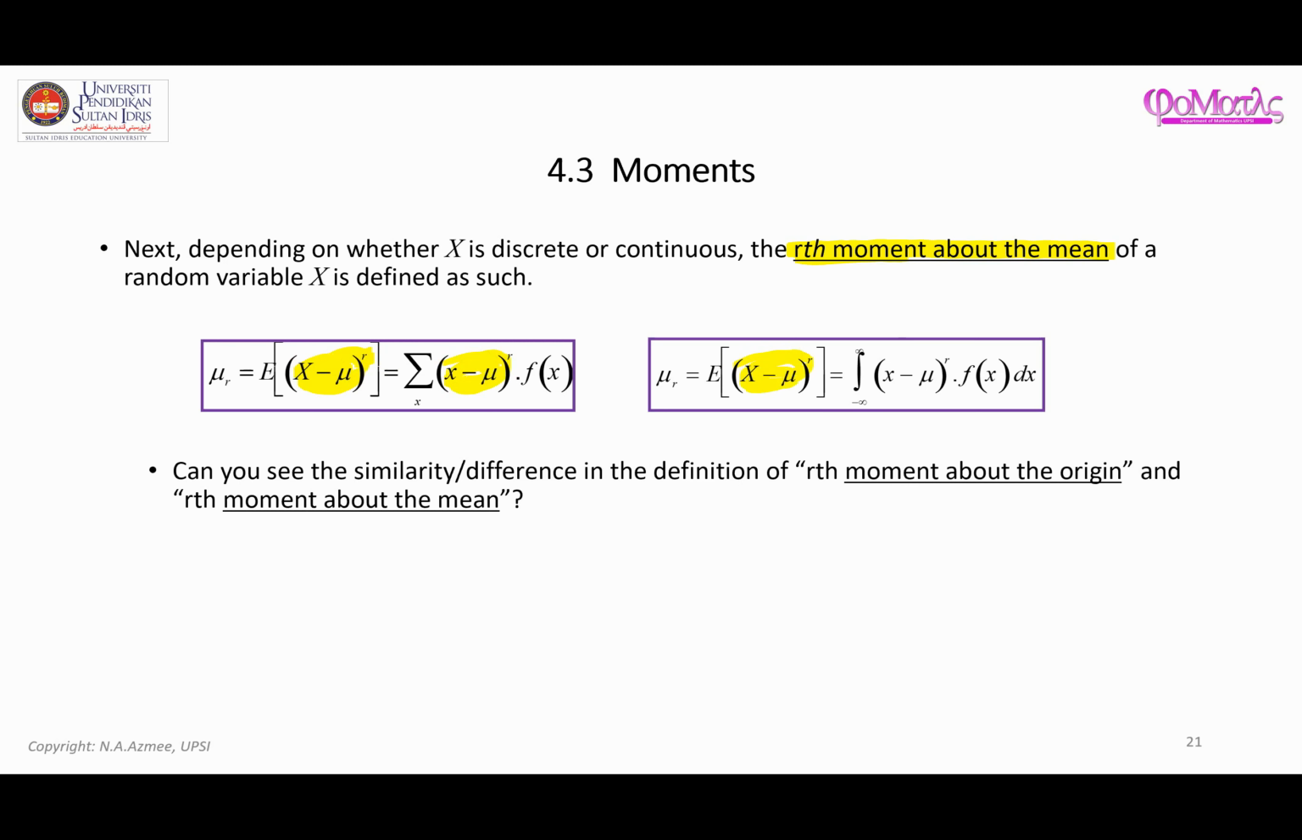So when you talk about the rth moment about the mean, we have a subtraction between our random variable x and its mean, and at the top part is r to represent a specific rth moment.